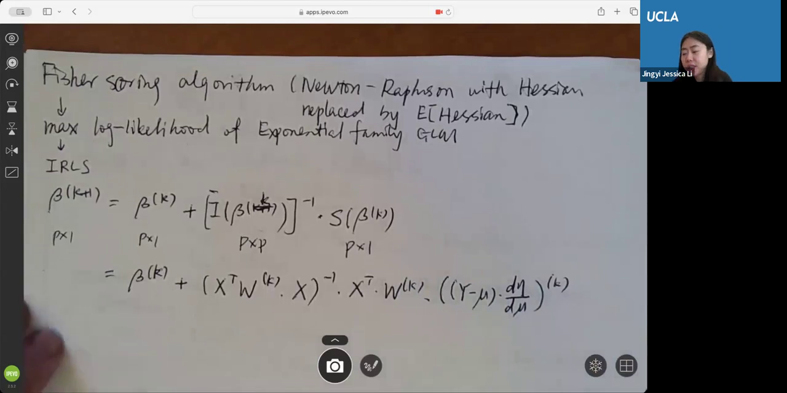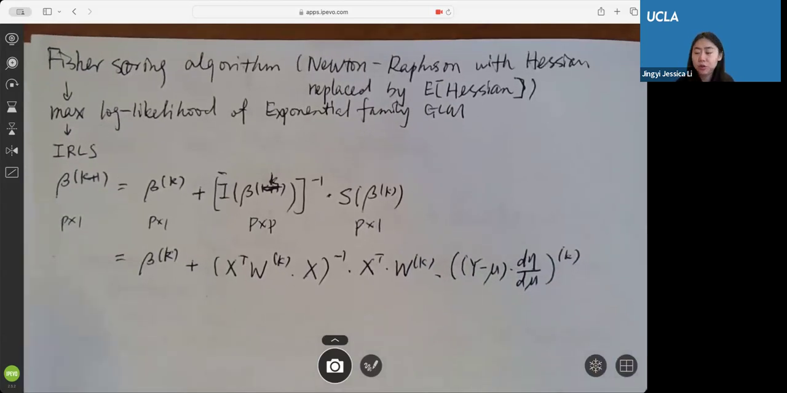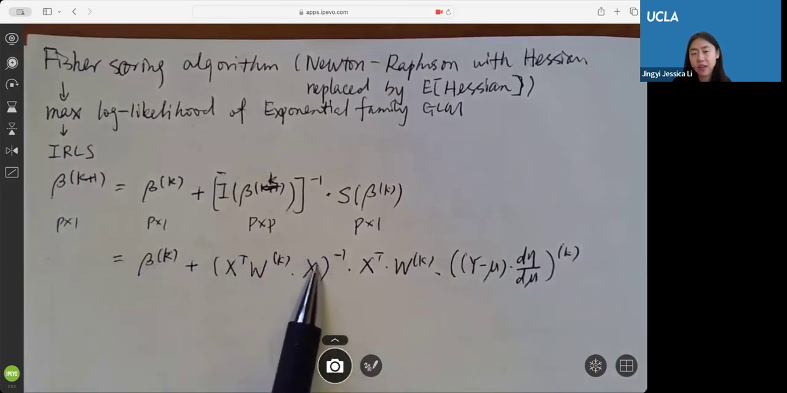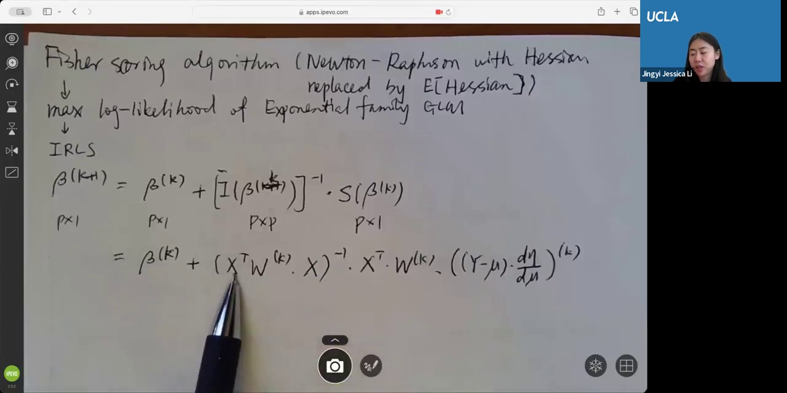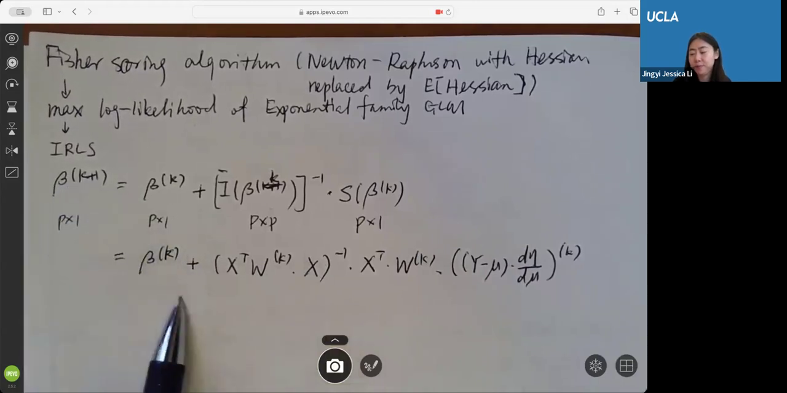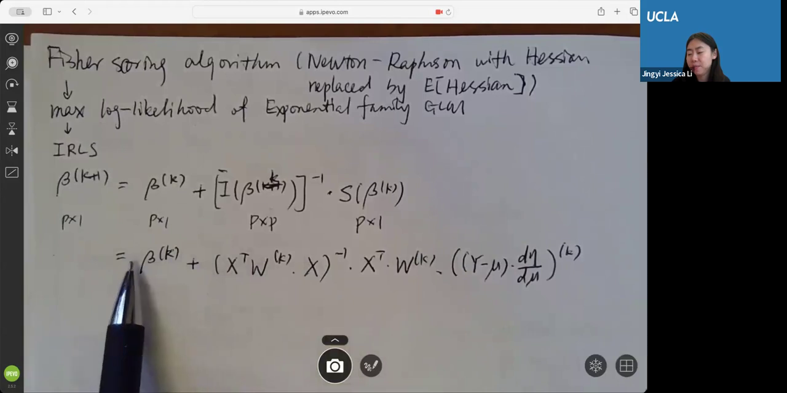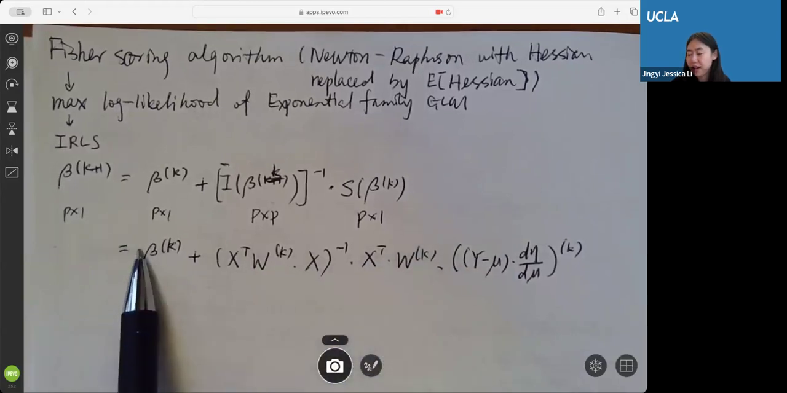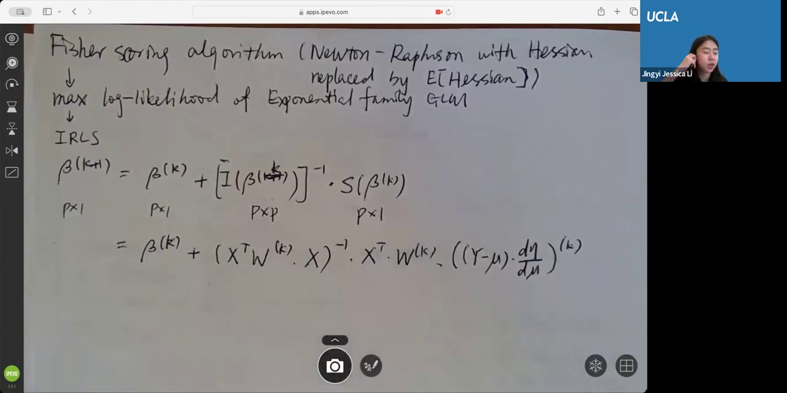And to further solve this, our goal is to solve for beta k plus 1. What we can do is multiply X transpose W_k X to each term. So then we don't have the inverse in the last term, but we have X transpose W_k X with beta k plus 1 and beta k left multiplied to each of them. Then we can combine the terms. To combine these terms, with this X transpose W_k here and X transpose W_k here, we can merge the two terms. So that will give me a simplified form.